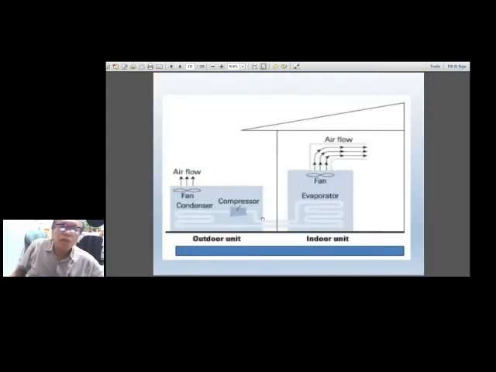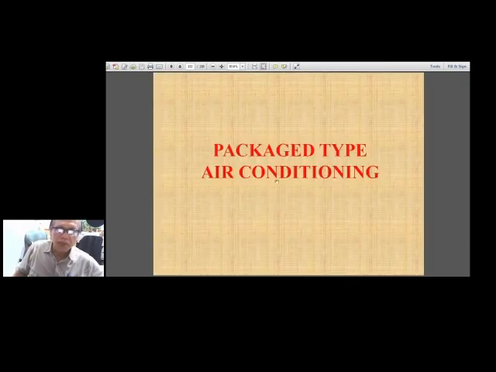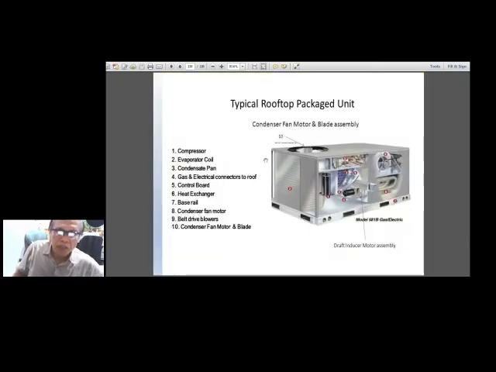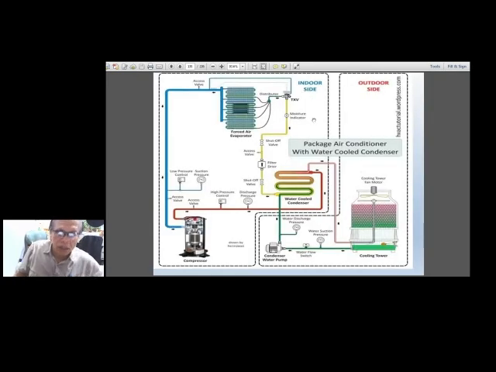ayan, so evaporator, condenser with a compressor. Then package type, typical rooftop package unit. So condenser and fan. And here is the system where you have the outdoor unit here and the indoor unit here.